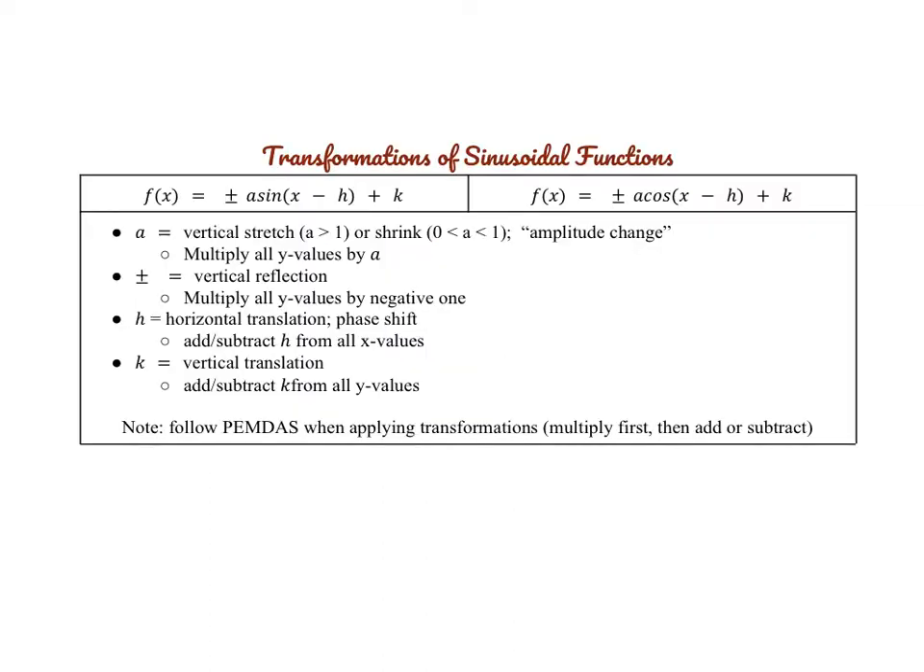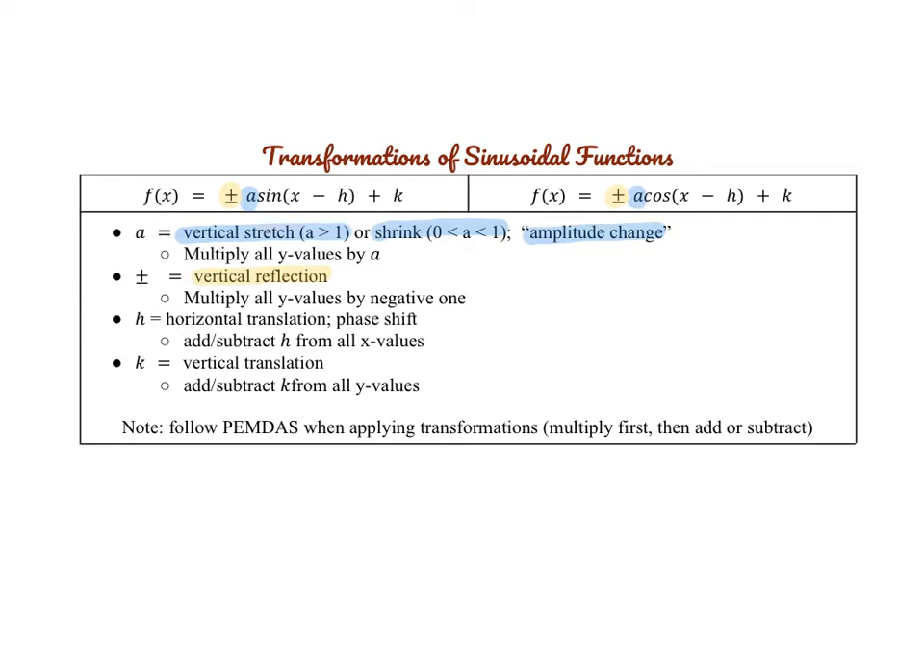So here's a quick reminder of all of the transformations that we talked about for the sinusoidal functions. The ones we talked about in the last lesson were that vertical stretch, so if the a value is greater than 1, or vertical shrink if it's between 0 and 1. And remember, we call that an amplitude change in trigonometry. So that's what we just saw in the warm-up. And then we also have that minus sign out front. So whenever you see that, it is a vertical reflection over the x-axis. So you saw that also in the warm-up.